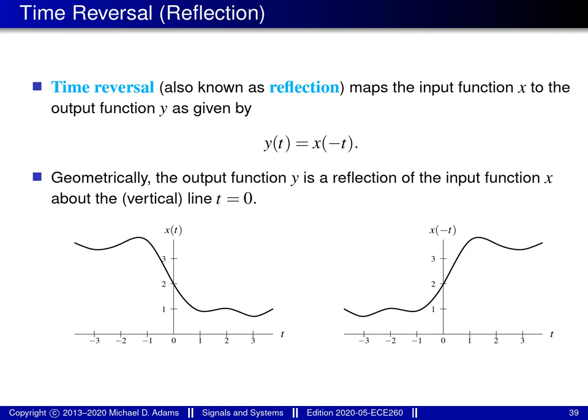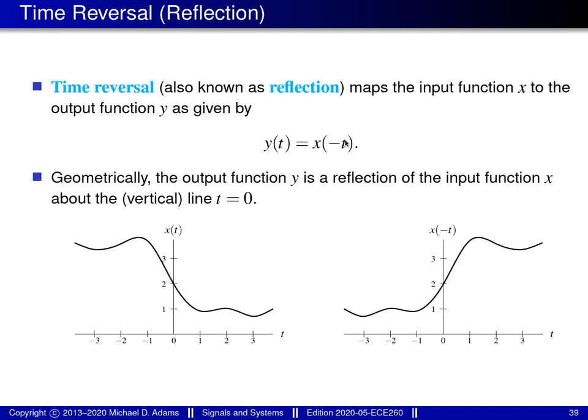The next type of independent variable transformation that I need to introduce is what's known as time reversal or reflection. And what this does is it maps a function x to a function y as given by a relationship like what's shown here. And effectively what this is saying is that with a time reversal transformation, we're taking the independent variable, which in this case is t, and wherever it appears in our formula for x, we're replacing it by minus t. So we're changing all the t's into minus t's.